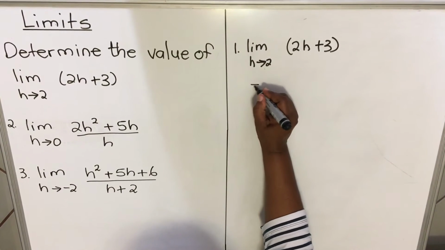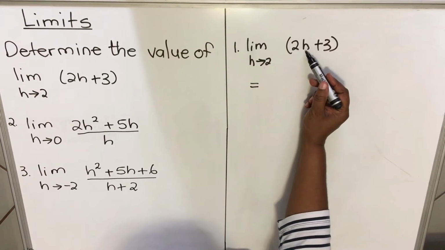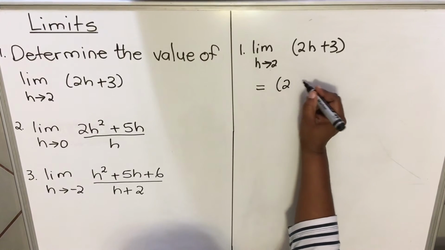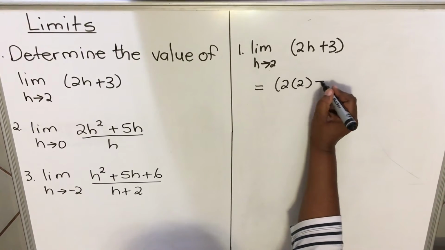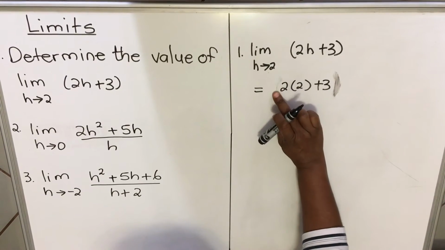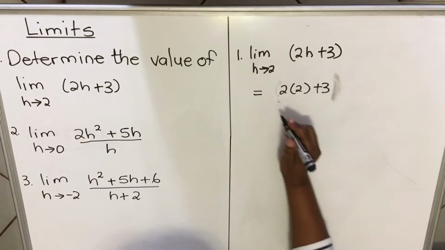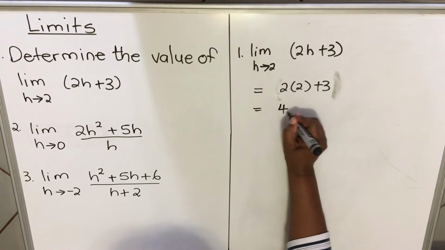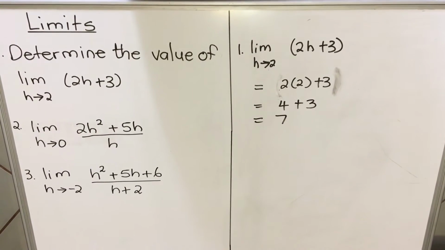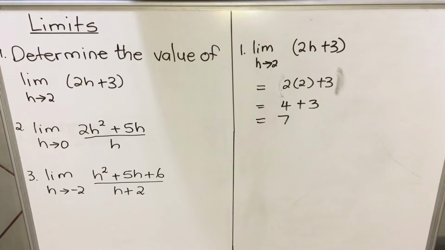So you're going to say equals to, when you substitute 2, you don't write the limit. Then you're going to say 2 times 2 plus 3. You don't have to write that bracket. Okay, 2 times 2 is 4 plus 3, 7. That's how you determine the limit. Let's look at the second one.